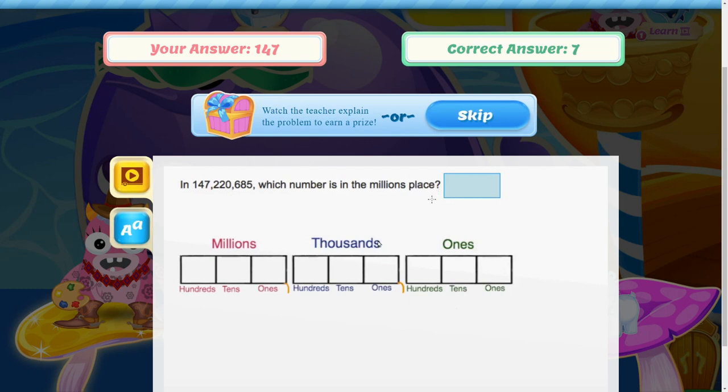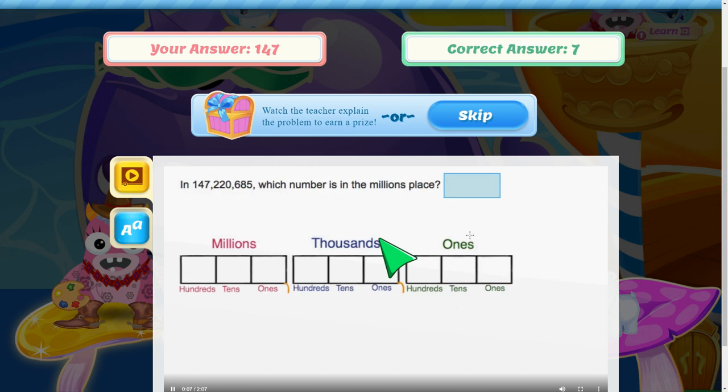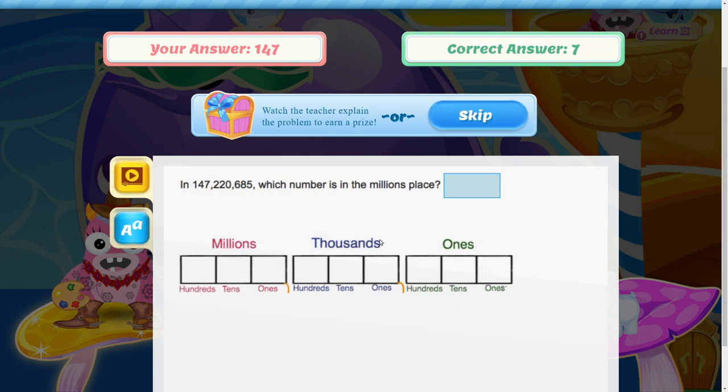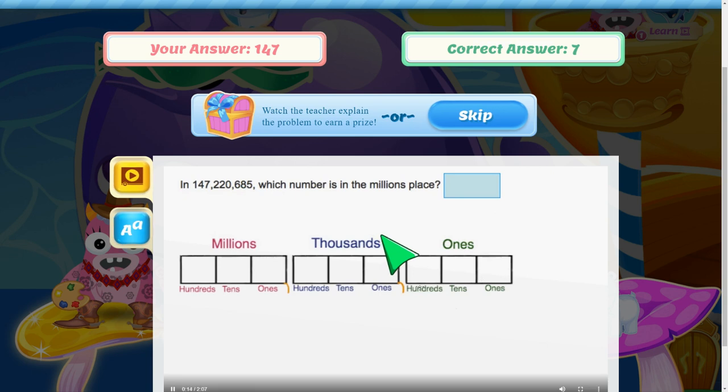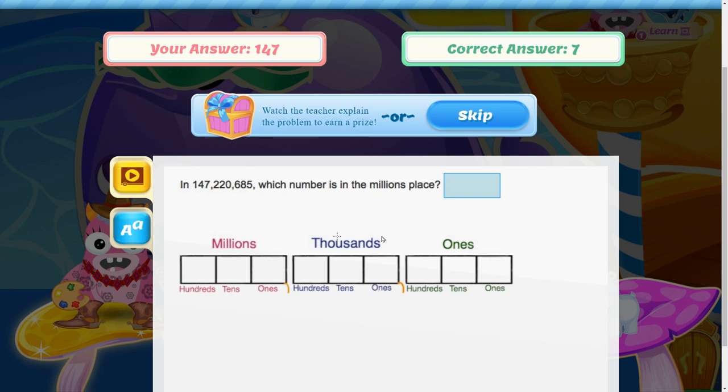Let's practice place value above the thousands place. Here I have a place value chart that separates the periods, or the ones, thousands and millions, from the place values, or the ones, tens and hundreds. So for example, this left box is the 100 millions place, and this middle box is the 10 thousands place.